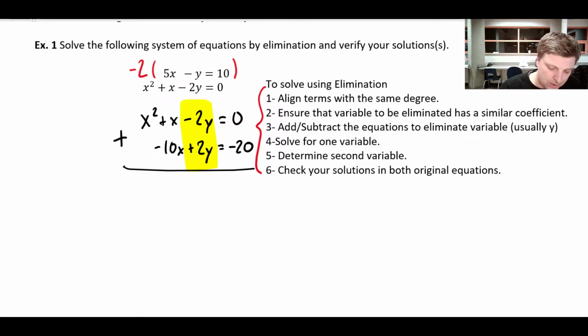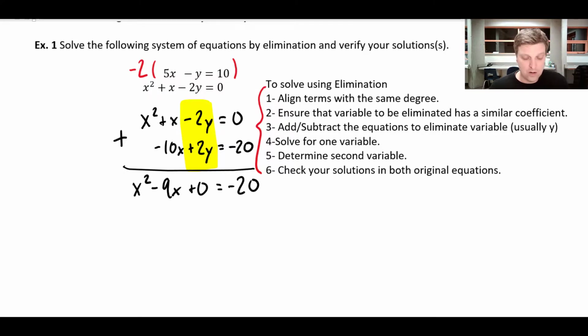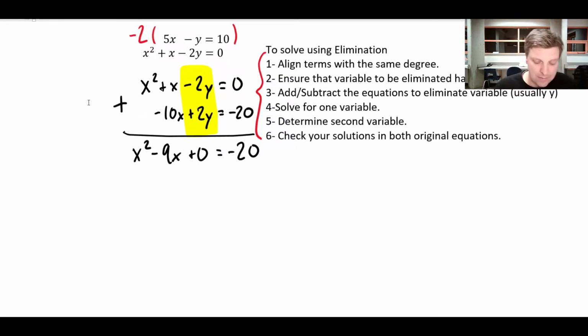So x squared plus 0 is still just x squared. 1x plus negative 10x is going to be negative 9x. And then negative 2y plus 2y is just going to be 0. And then I get 0 plus negative 20 is negative 20. And so you can see this familiar equation kind of come back again. We saw that before. This can just be written as x squared minus 9x, and I'll bring that 20 over to the other side of the equation, so I'll go plus 20 equals 0.